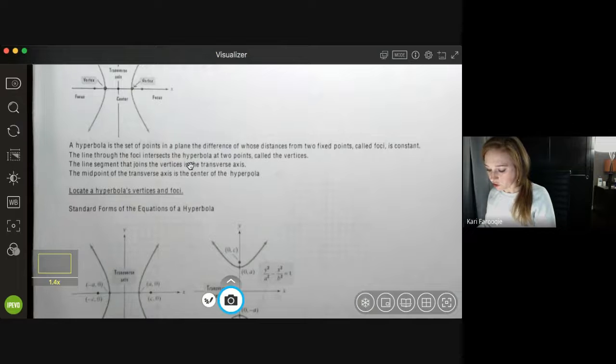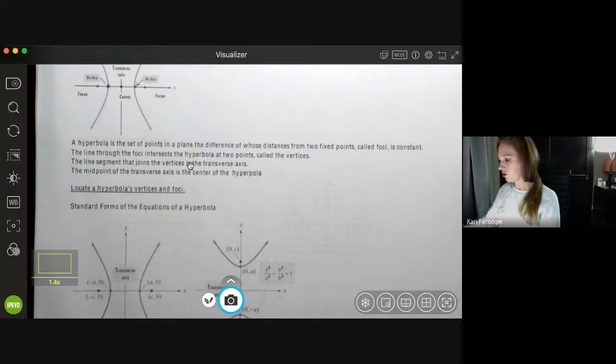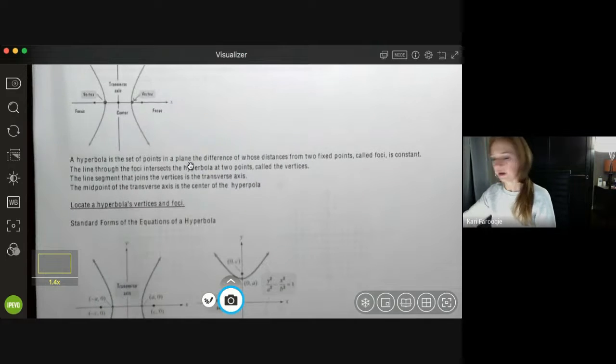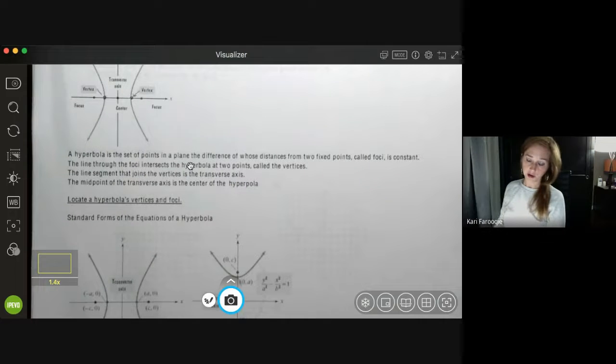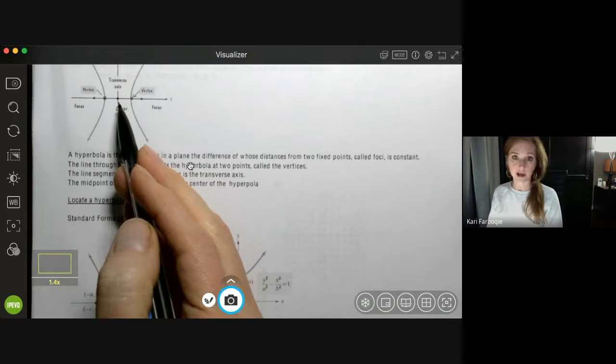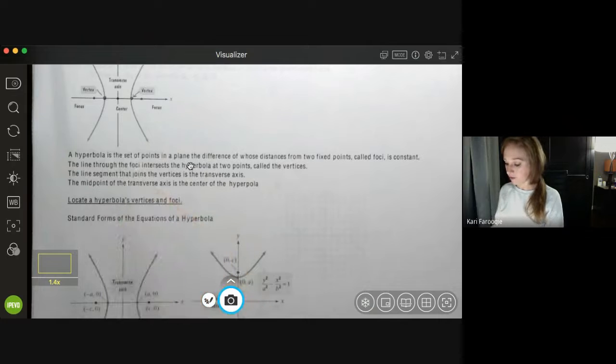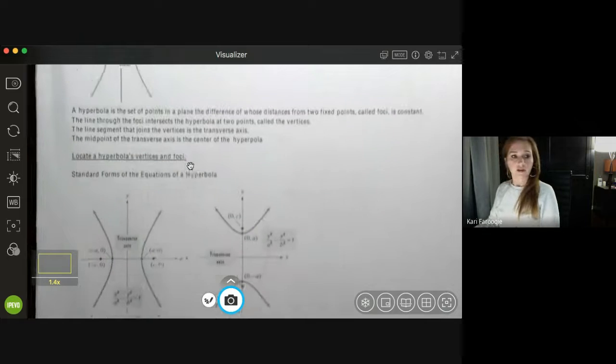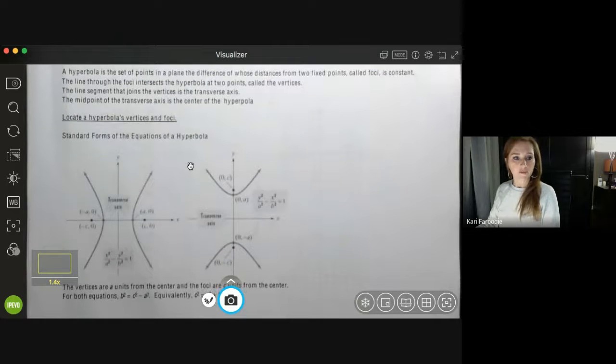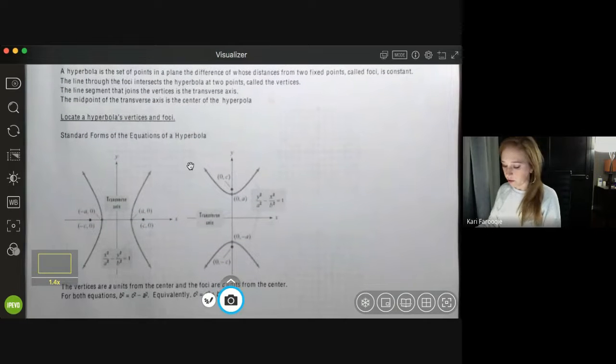The midpoint of the transverse axis is the center of the hyperbola. And just like with ellipses, we're going to talk first about the center being at the origin, and then we're going to move that center to somewhere else on the coordinate grid and talk about just kind of how that changes the properties of your hyperbola. So that's sort of a little bit of the vocabulary that you're going to be seeing throughout.